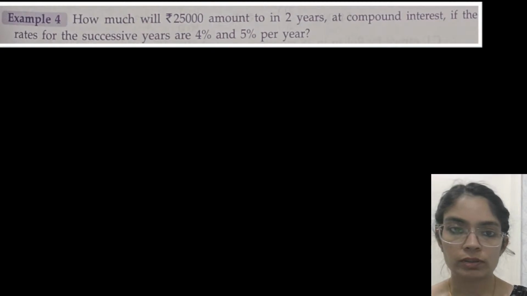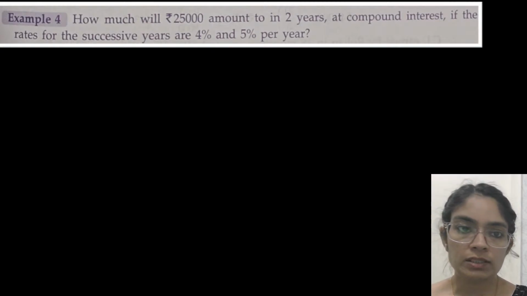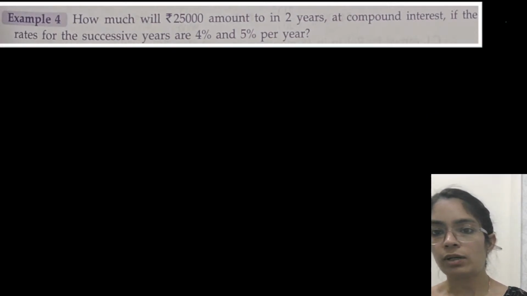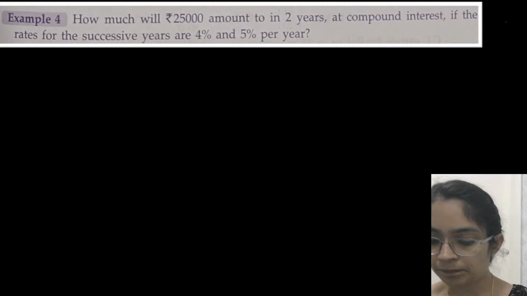Question number 4. First of all we have to see what is given to us. Normally this is the first thing we have to see in each and every question, what is given to us and what we have to find. No doubts. Okay, so we are good to go.